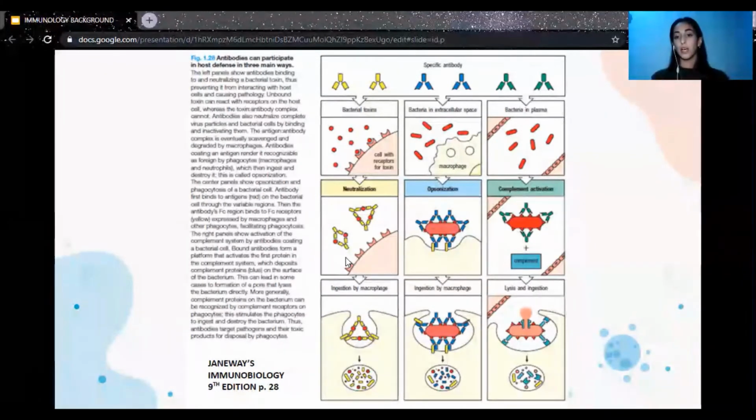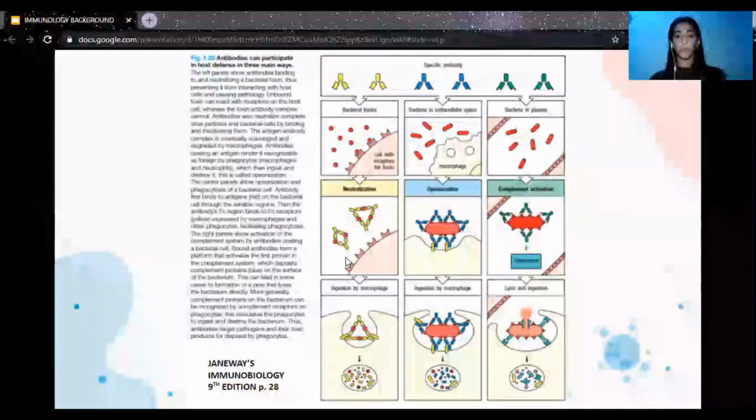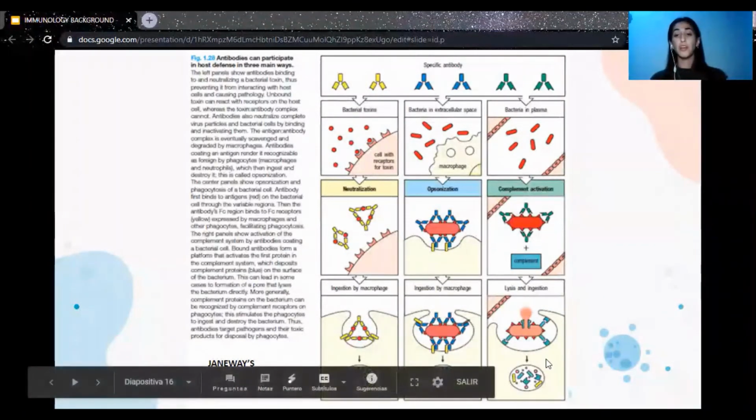The third function that antibodies do is similar to opsonization in the way that they bind to the bacteria and label the bacteria, but instead of recruiting other cells, this constant region of the antibodies that are outside the bacteria are going to activate other proteins and molecules called the complement system. And these molecules are going to trigger the destruction of the bacteria, as we can see here in the picture.